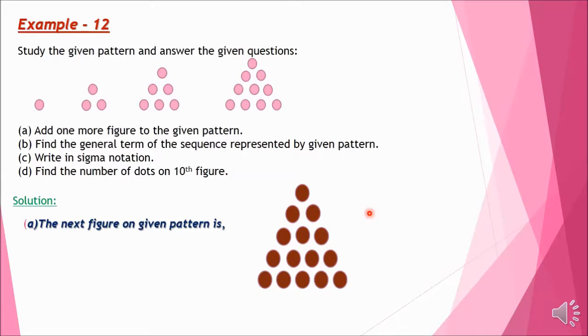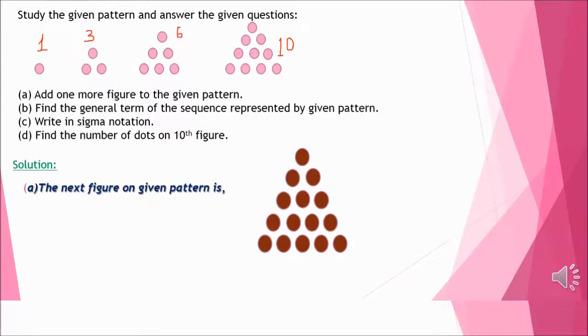We have to find the general term, and for that let's see the number of dots. It's 1, we know that, and it's 3. We have to form the sequence from the dots. This is 6, and this is 10. Now we have to find out, is it a quadratic sequence or a linear sequence? 1, 3, 6, 10. Now let's see what happened.